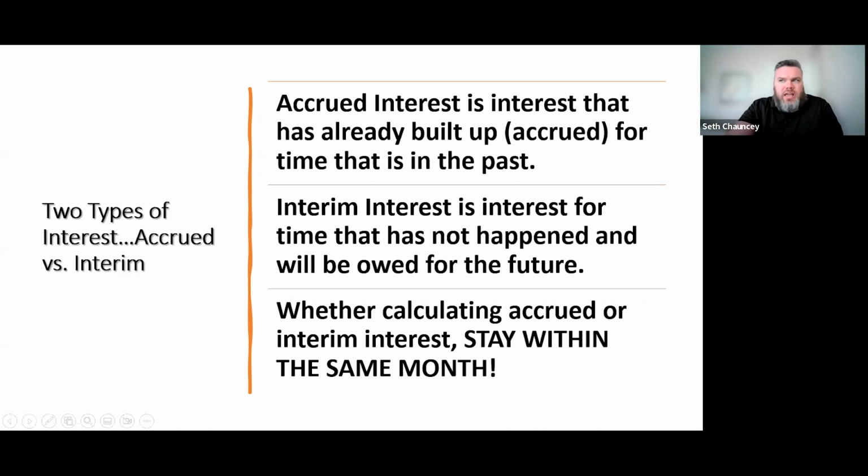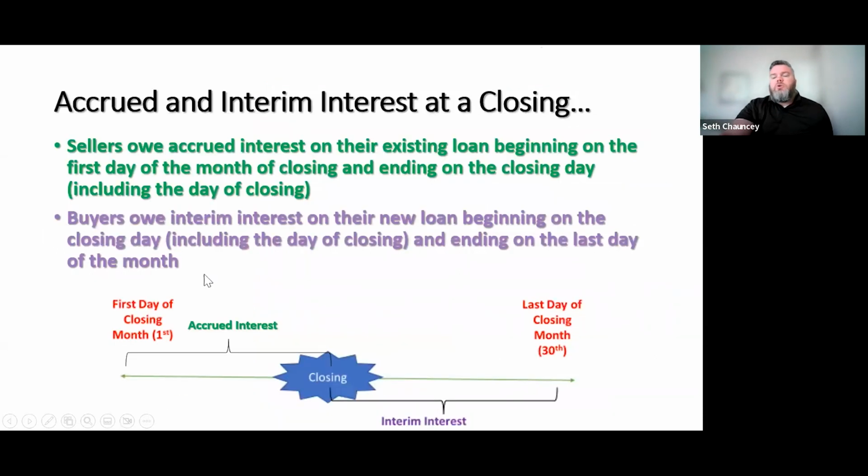So you just stay within the month. Don't you ever go outside of a month for interim interest or accrued interest. It is just within the month, the 30-day month, mind you. Every month has 30 days. So the way that you look at it is the seller is responsible for paying the first of the month through and including the day of closing. And then the buyer is responsible for the day of closing through the end of the month, which in this class is always 30 days.